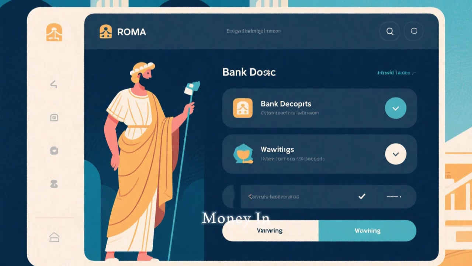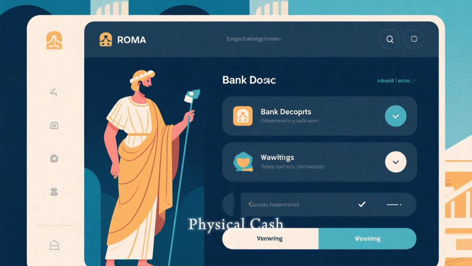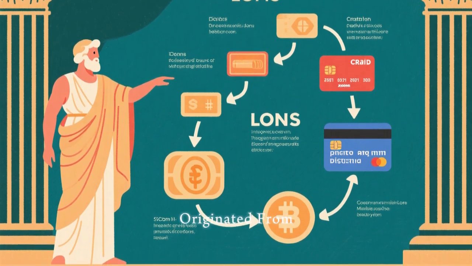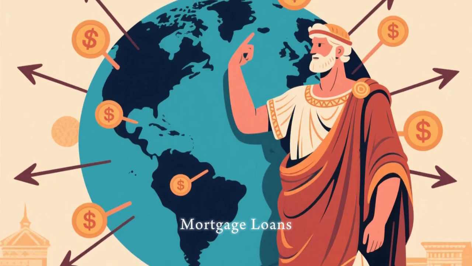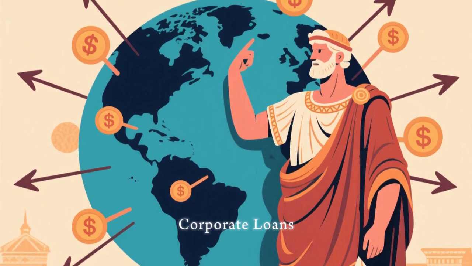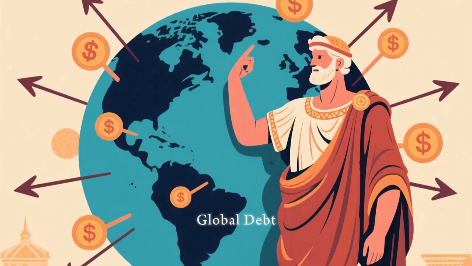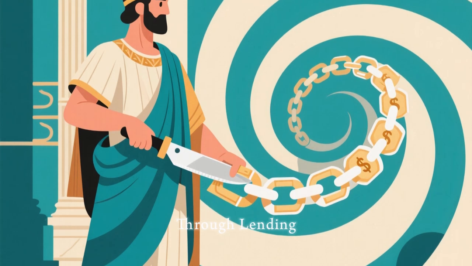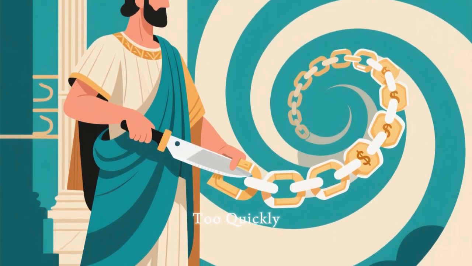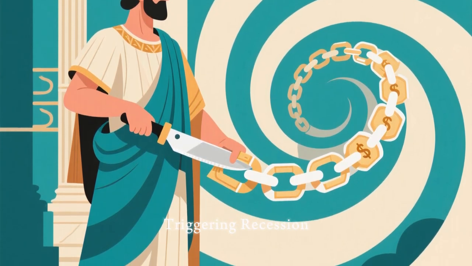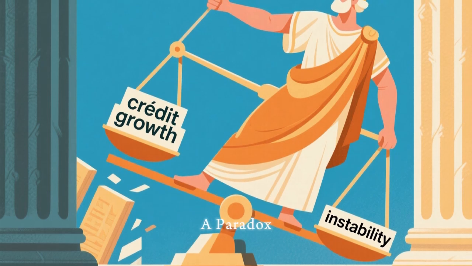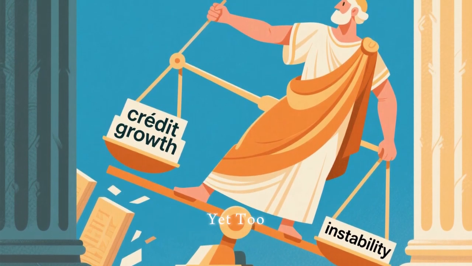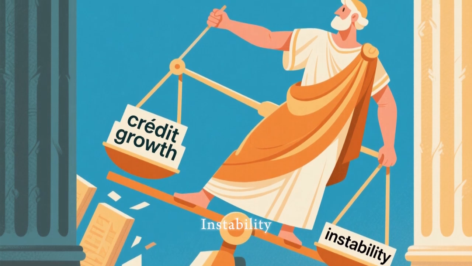Today, most money in circulation is not physical cash. It exists as digital bank deposits, which means the majority of modern money originated from loans: mortgage loans, corporate loans, government bonds. Global debt now exceeds the size of the world's economy. Because money is created through lending, reducing debt too quickly can shrink the money supply, triggering recession. This creates a paradox. The system depends on credit growth to remain stable. Yet too much credit eventually creates instability.